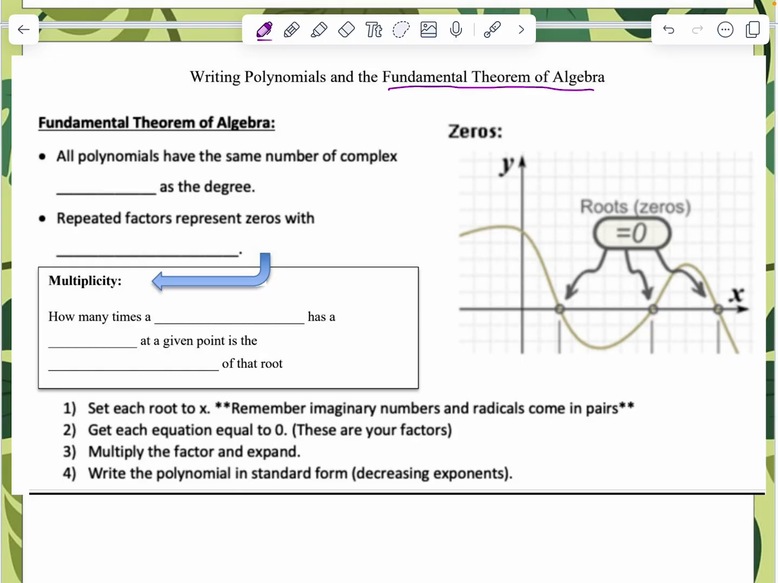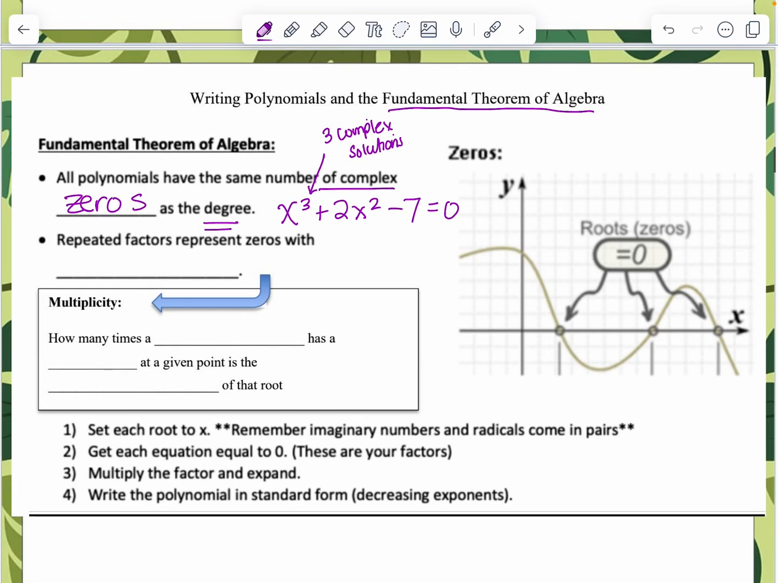The fundamental theorem of algebra says that all polynomials have the same number of complex zeros or complex roots as the degree of the polynomial. So for example, if I have the polynomial x cubed plus 2x squared minus 7 equals 0, this is a polynomial with a degree of 3. That's the exponent of the leading term. And it's telling me that it has 3 complex zeros or 3 complex solutions.